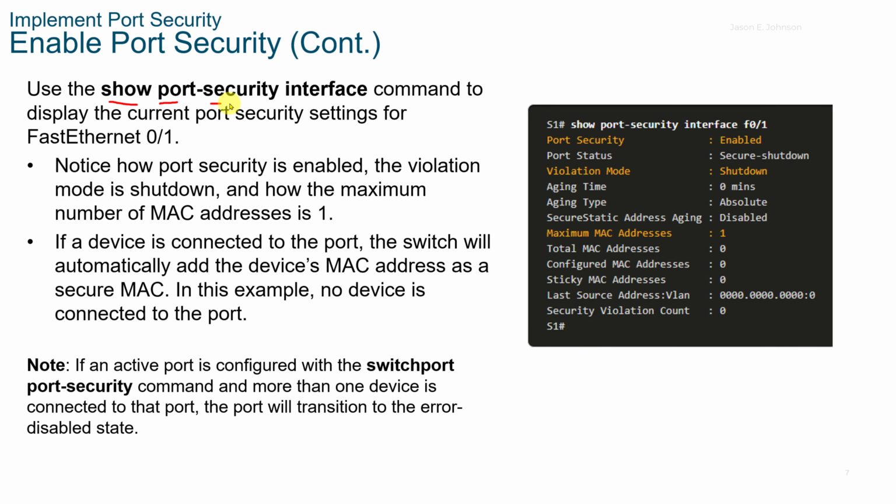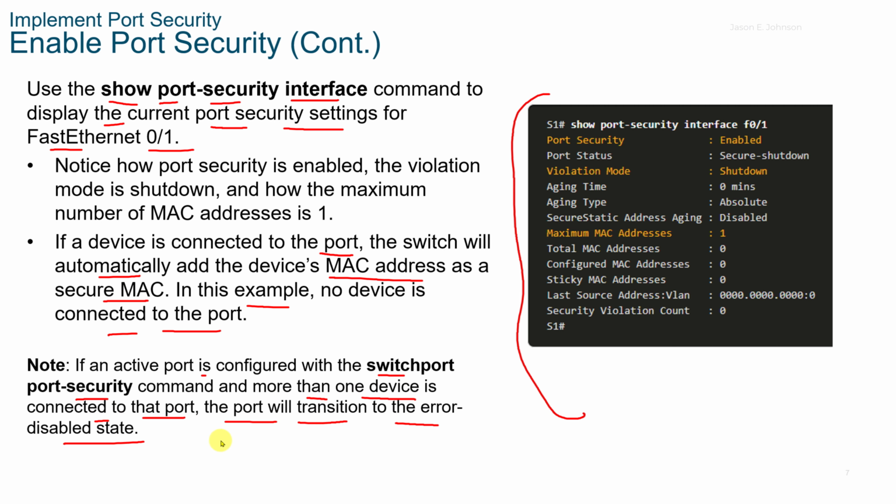We use the show port-security interface command to display the current port security settings for FastEthernet 0/1. We notice how port security is enabled, the violation mode is shutdown, and the maximum number of MAC addresses is set to 1. If a device is connected to a port, the switch will automatically add the device's MAC address as a secure MAC. In the example on the right, no device is connected to the port. If an active port is configured with the switchport port-security command and more than one device is connected to that port, the port will transition to the error-disabled state.